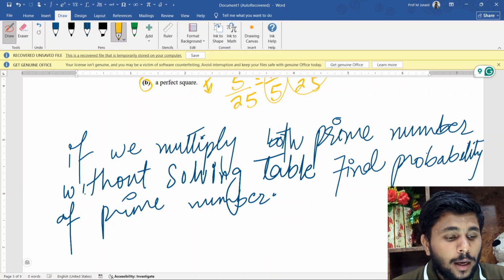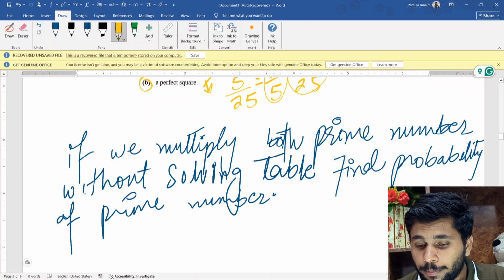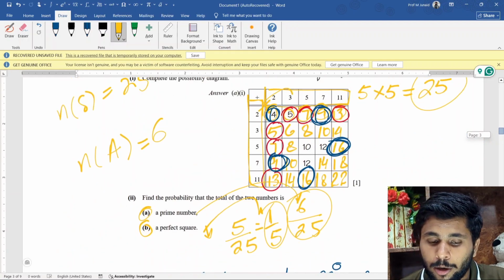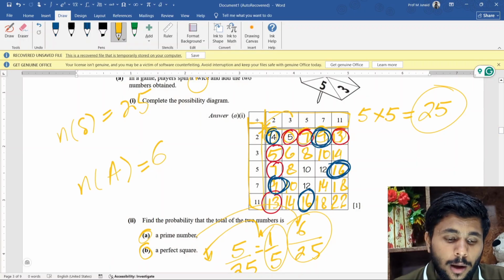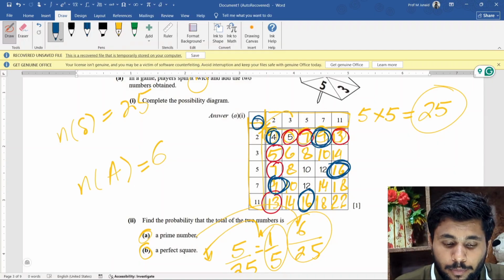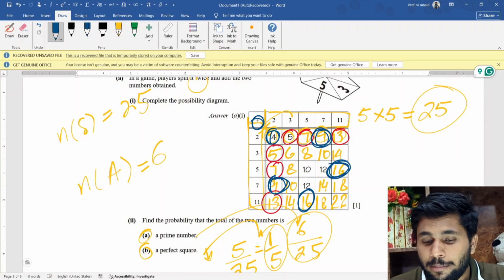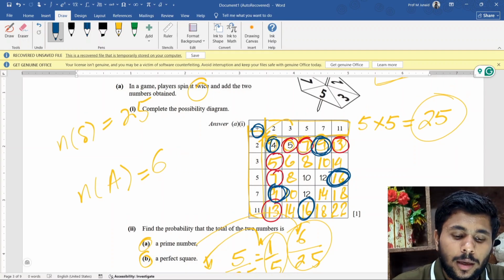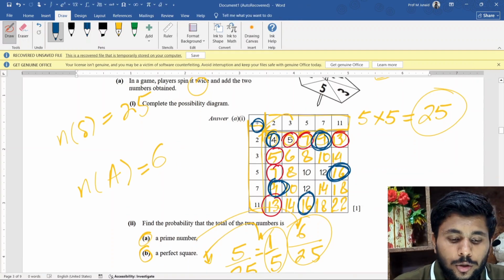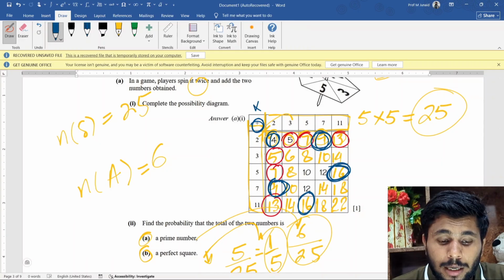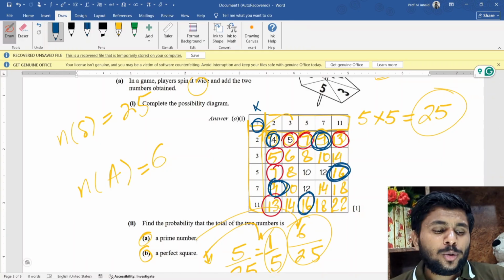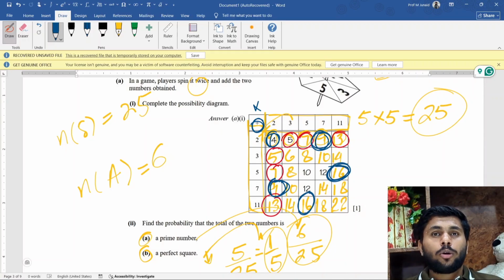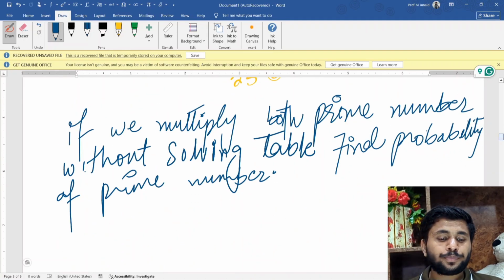In the previous question, our favorable outcome was created by addition. But in this question, the examiner says you have to multiply. But the examiner also said that you don't need to complete the diagram. If you don't need to complete the diagram, how will we solve it? We will solve it by logic. Let's create a logic.